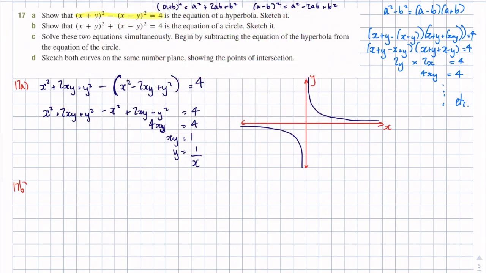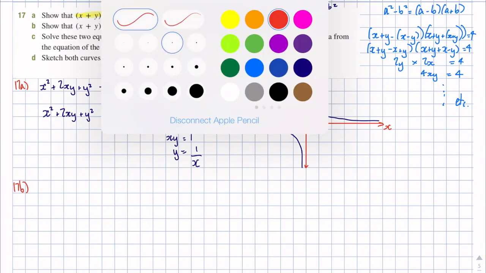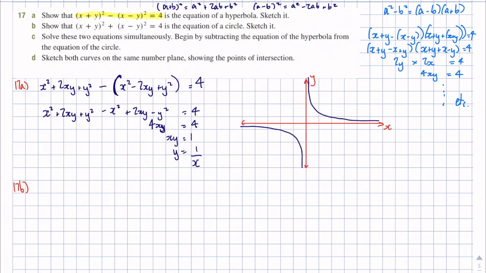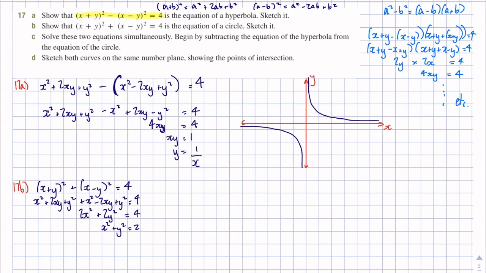17b. Show that that is the equation of a circle. Let's expand it. X plus y squared plus x take y squared equals 4. So we've got x squared plus 2xy plus y squared plus x squared take 2xy plus y squared equals 4. I've got two lots of x squared, two lots of y squared, and the xy's disappeared. Halve everything, I get x squared plus y squared equals 2, which is a circle.